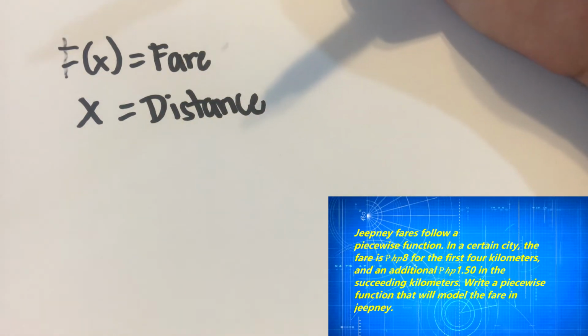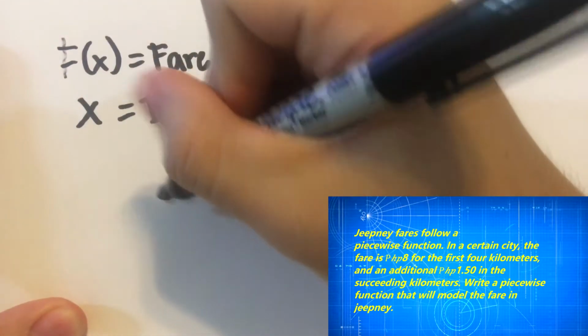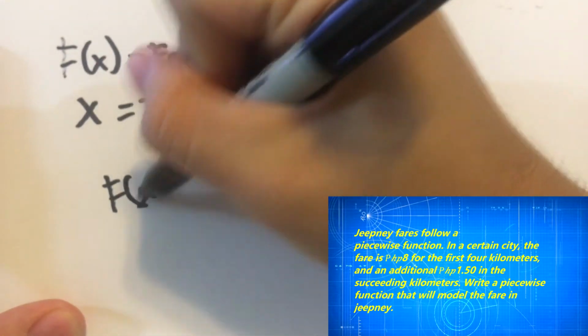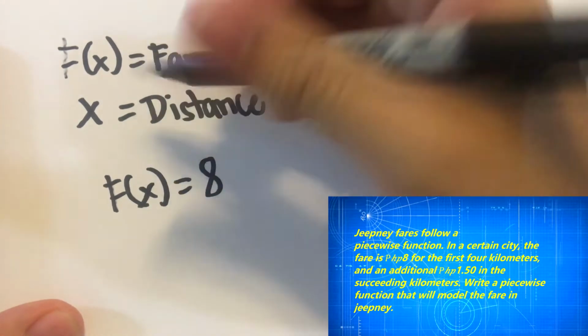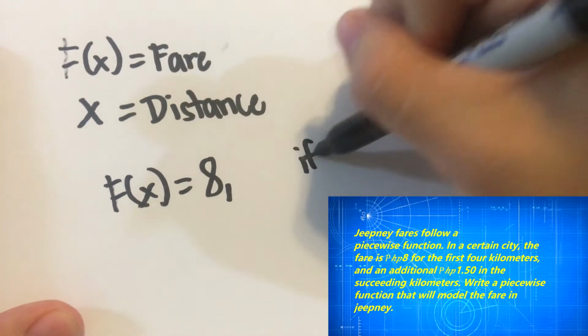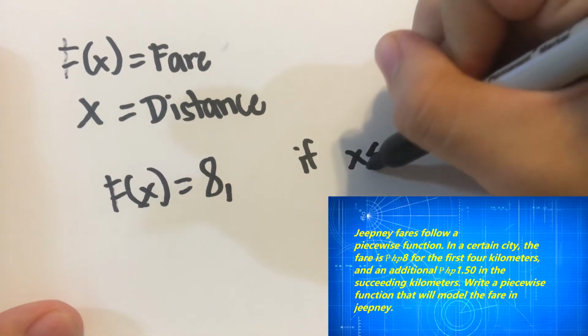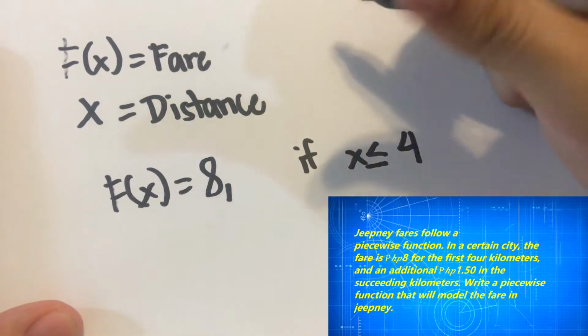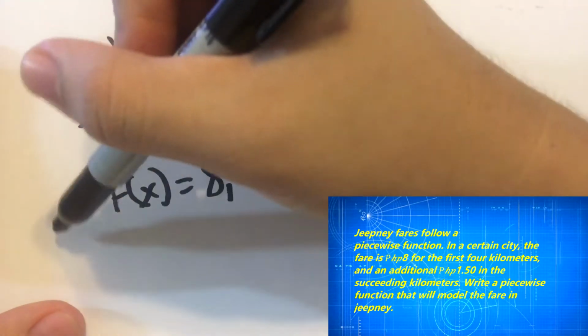For our first case, it says here, the fare is 8 pesos for the first 4 kilometers. So the fare is a fixed price of 8 pesos. So the fare, which is f of x, is a fixed price of 8 pesos if and only if the distance, or the x, is less than or equal to 4. So for our first case, here is our piecewise function model.